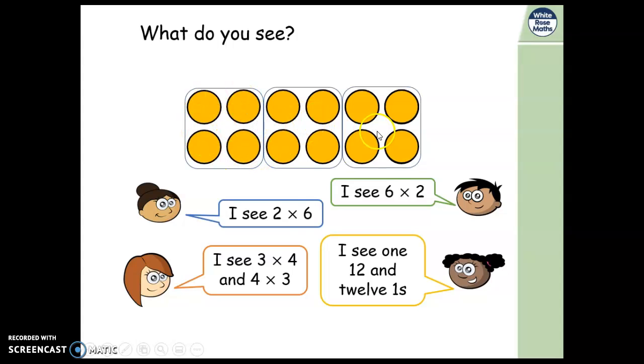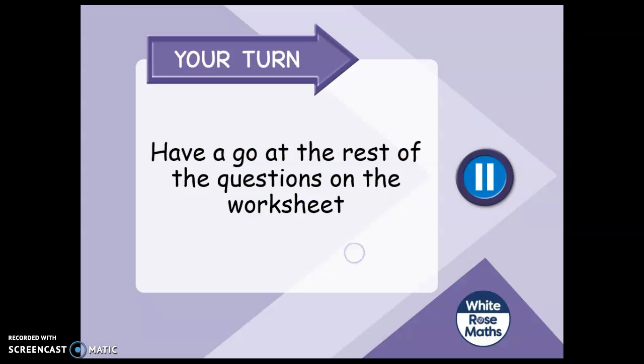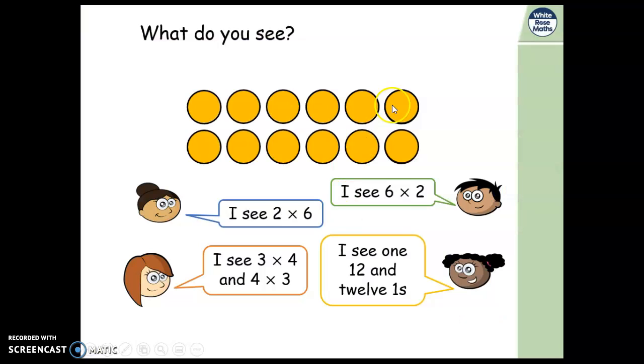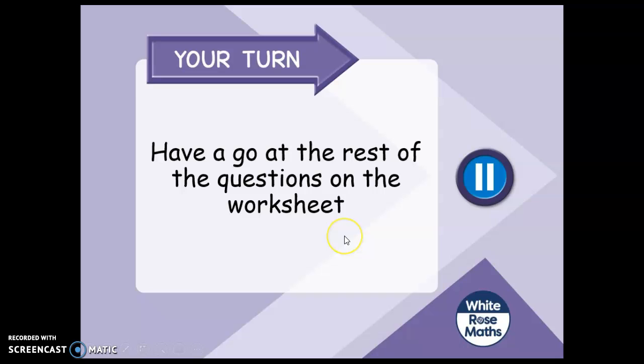There we go, nice even groups. And of course, if that's 3 times 4, then 4 times 3 is also correct. And we should know that if we split it into one group, then it'd just be a circle around, and then 12 ones would just be a circle around each of those circles. Can you now have a go at the rest of the questions, please?